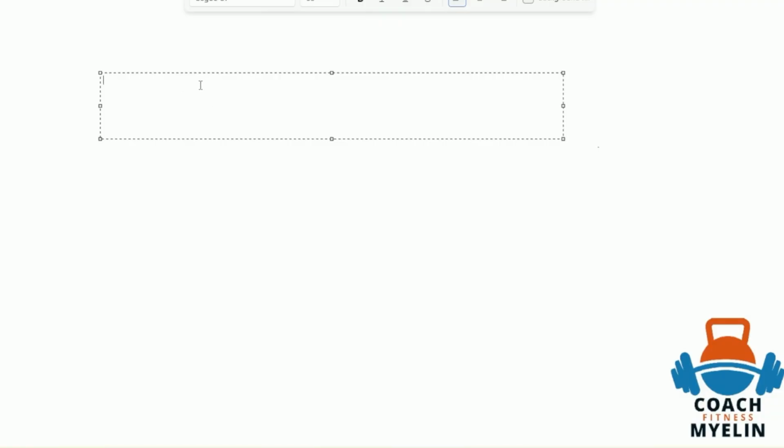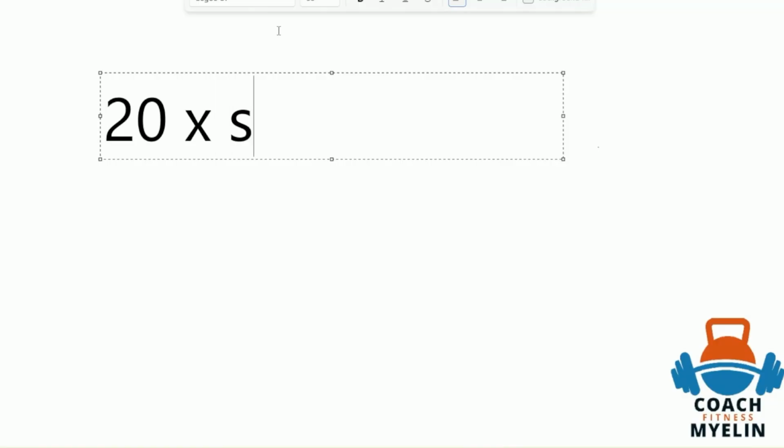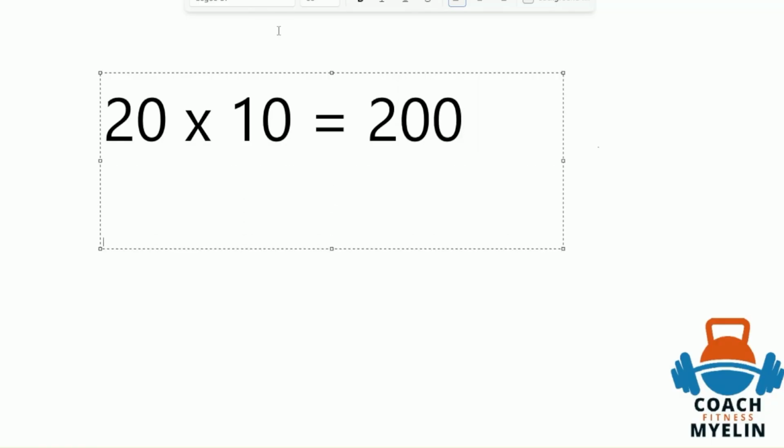What about isolation work? That's a really good question. We were using much bigger weights in our other example. However, if we go into isolation work, let's say we're doing 20 pounds for sets of 10 repetitions, our total in that case would be 200 pounds.